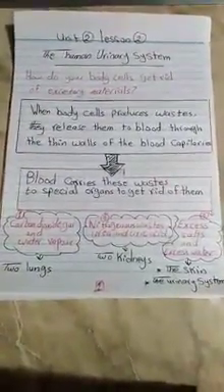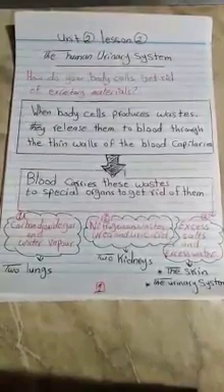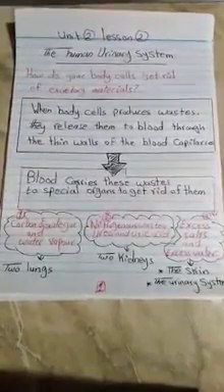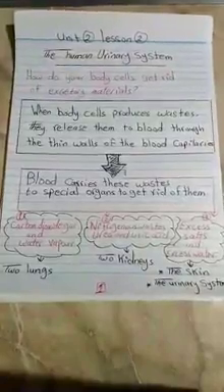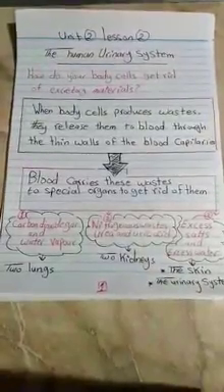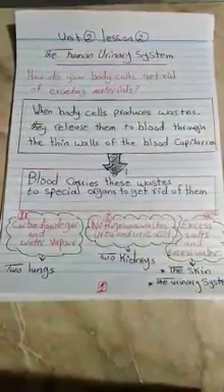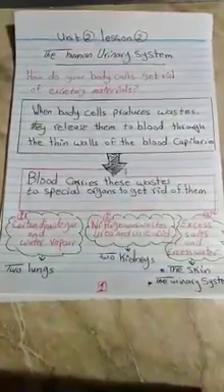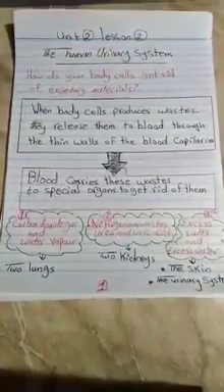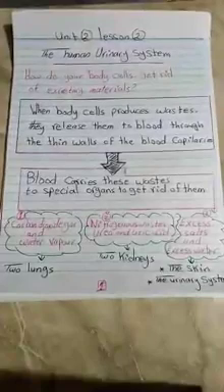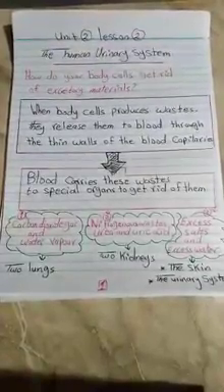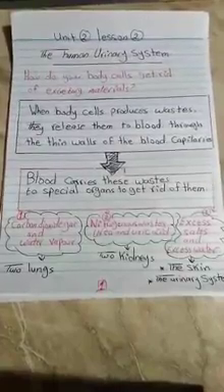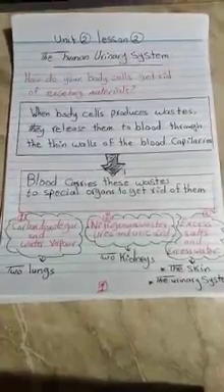Unit 2, the human urinary system. How do your body cells get rid of excretory materials? When body cells produce wastes, they release them to the blood through the thin walls of the blood capillaries. Blood carries these wastes to special organs to get rid of them.